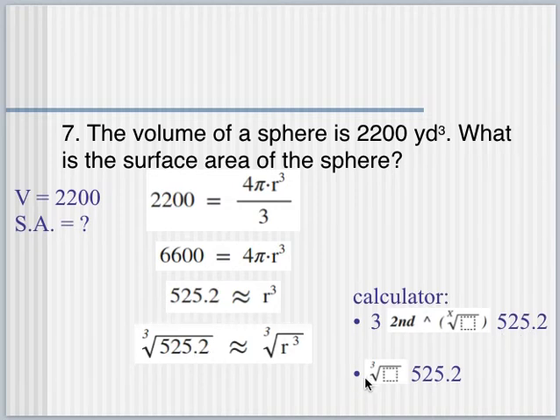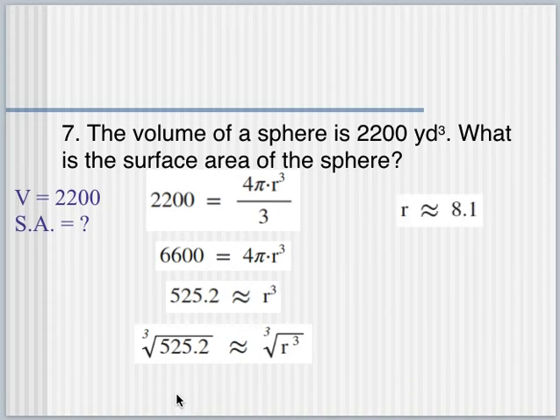A couple of you have calculators where it's a lot more straightforward. You literally have a cube root button, but not too many of your calculators have that. But if you have that, lucky you. So type that in and you should get a radius of around 8.1. If you're having trouble finding it on your calculator, let me know on Schoology, message me and I can help you figure it out.